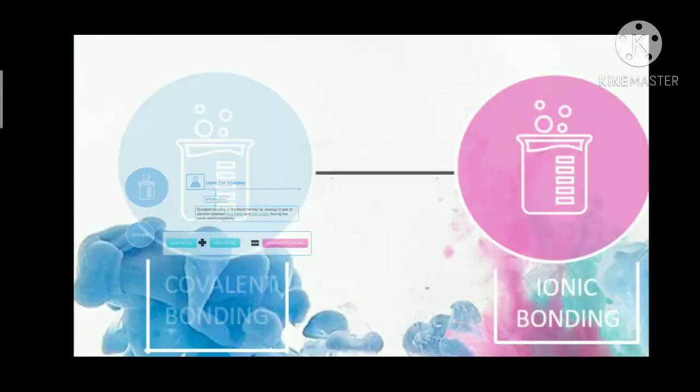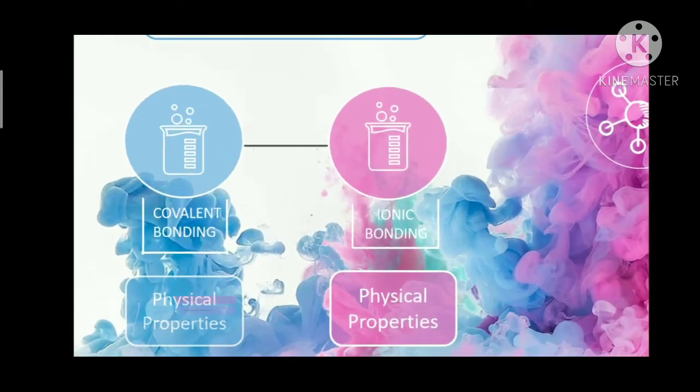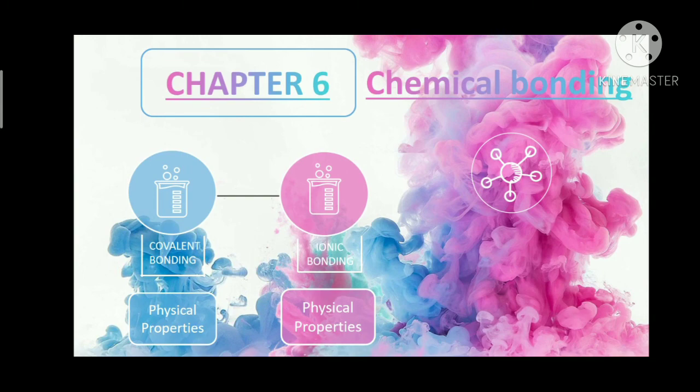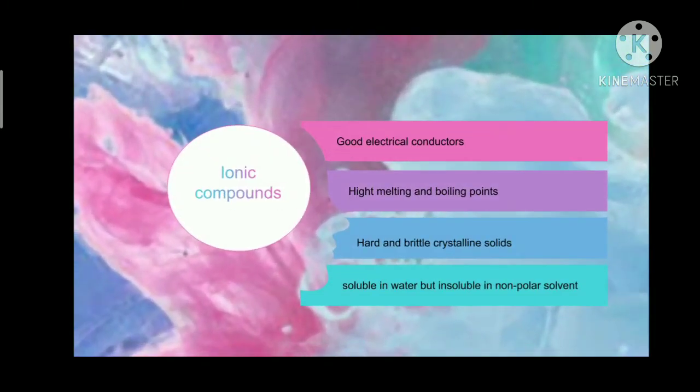Now we go to physical properties. For the physical properties of covalent compounds: electrical insulator, low melting and boiling point, soluble in non-polar solvent or organic compound, but insoluble in water or polar solvent. And for ionic bonding, the physical properties are good electrical conductor, high melting and boiling point, soluble in water but insoluble in non-polar solvent.